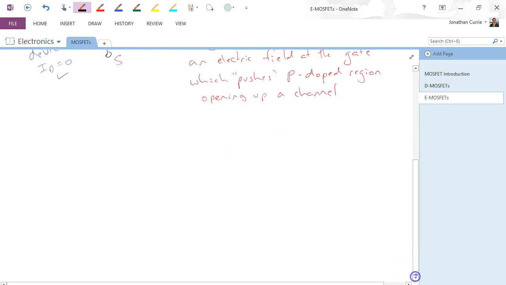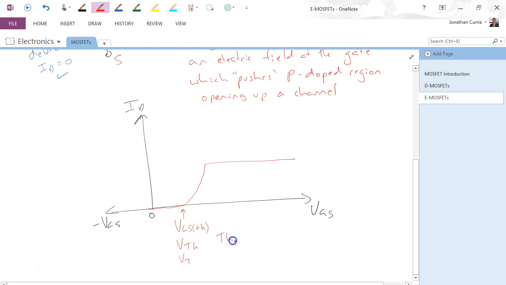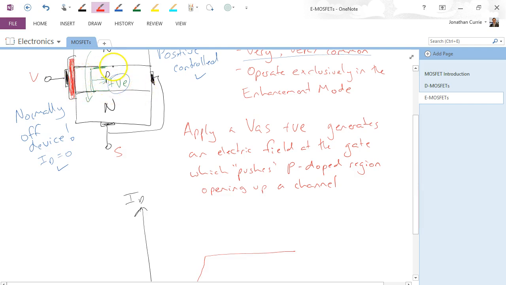What's nice is to actually see that in terms of transconductance. So we would have our ID up here, negative VGS along here, 0 VGS. I've already told you that this one operates only in enhancement mode, so we're only operating here. But note what happens. Nothing happens until this point here. And this is known as VGS threshold, sometimes just abbreviated to VTH or even just VT. And this is the threshold voltage. Until this point, this p-doped region doesn't start pushing back.